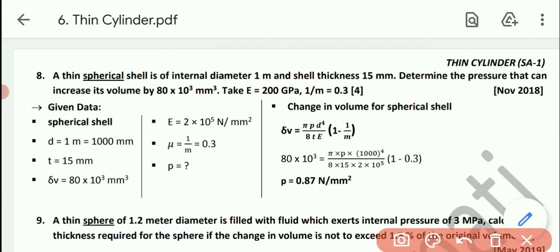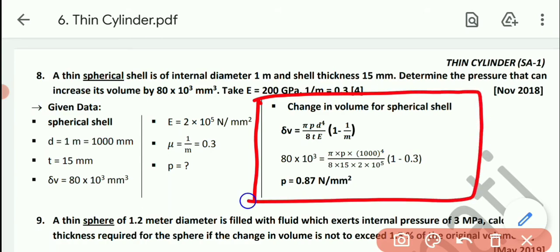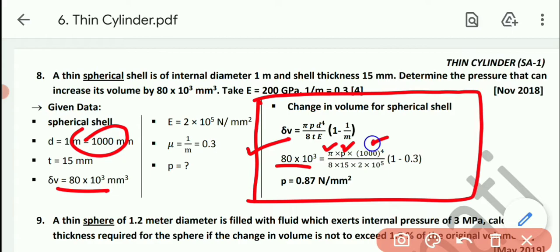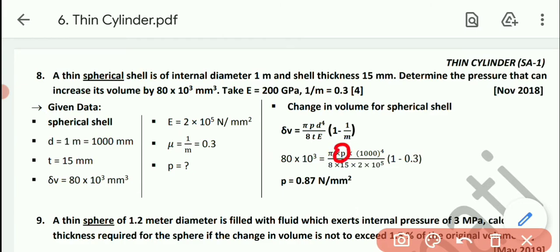So we will apply obviously the equation of delta V. Delta V equals pi into P into d raised to 4 divided by 8 t E, in the bracket 1 minus 1 upon m. Now put down the values: delta V, 80 into 10 raised to 3, pi constant, P unknown, diameter that is 1000, so 1000 raised to 4 divided by 8. Now the value of the thickness, that is 15, E, that is 2 into 10 raised to 5, and in the bracket 1 minus 1 upon m, that is mu, 0.3. So 1 minus 0.3. By simplifying this one, we will have only one unknown in the equation, that is P. So ultimately we will get the value of P, that is 0.87 Newton per mm square.